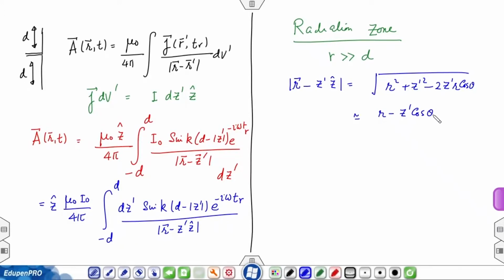And as we have been making that physical picture, here is the antenna, and I am at a large distance r from here, and the z prime is very small. So, all I am doing is this distance, I am taking them almost to be parallel. This is z prime cosine of theta.